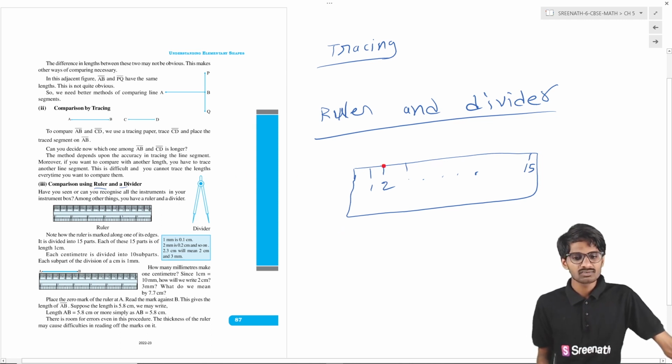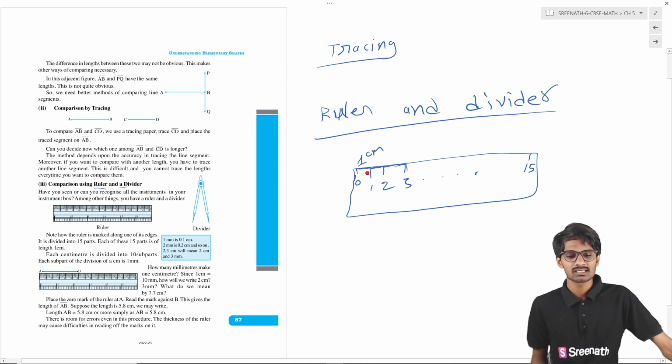The gap between each part we call 1 centimeter length. Okay students, the gap between these two is 1 centimeter, these two is 1 centimeter, these two is 1 centimeter. So from this 0 to this point 3, how many centimeters? From this to this there are 3 centimeters. Like that, this ruler helps to compare or measure. So one side has 15 equal parts, each equal part is 1 centimeter width.